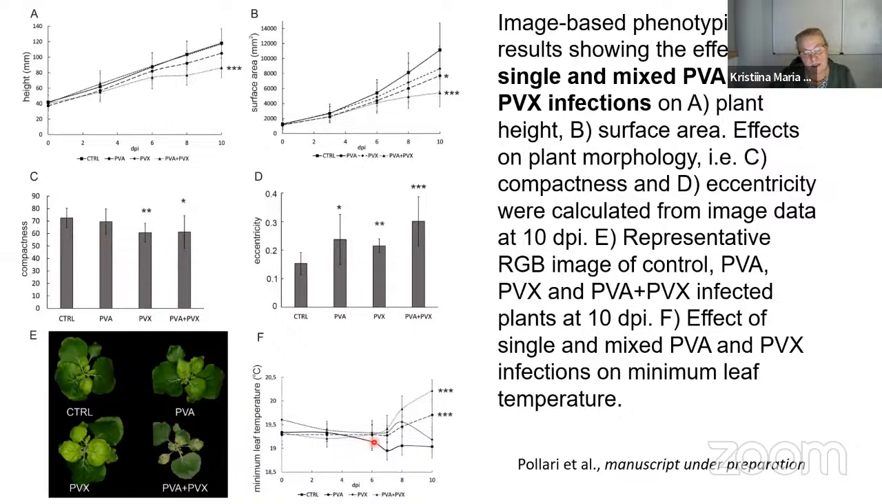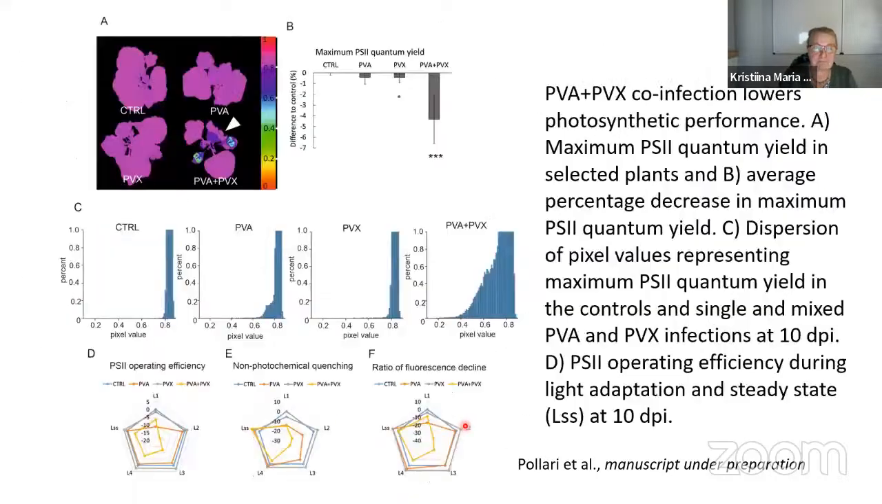In PVX infection, the leaf temperature is increasing only to a certain time point, which is 8 days post-infection, but after that there seems to be a recovery from this increased temperature in these plants. If we look at the photosynthetic activity, the maximum quantum yield is reduced in this mixed infection to a certain extent.